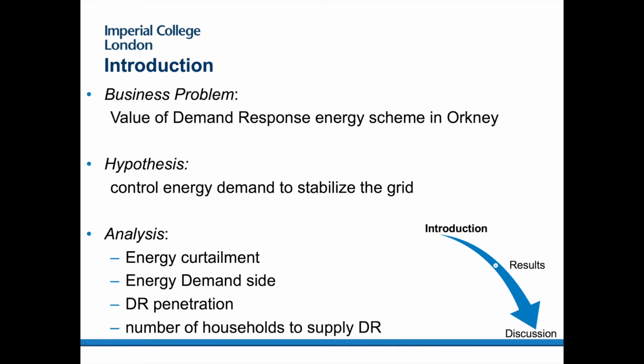The data is from wind turbines, and the aim, apart from blowing in the wind, is to examine the relative value of a demand response energy scheme in Orkney Islands. Our main hypothesis is that by controlling energy demand, especially when there is excess supply availability, a better stabilized energy grid could be preserved. We have focused on valuing the cost of curtailment and market sizing the Orkney's energy consumption market. How much is the energy demand side and how much could this potentially be reduced by DR penetration, and how many local households will need to be on DR scheme in order to supply this level of DR?